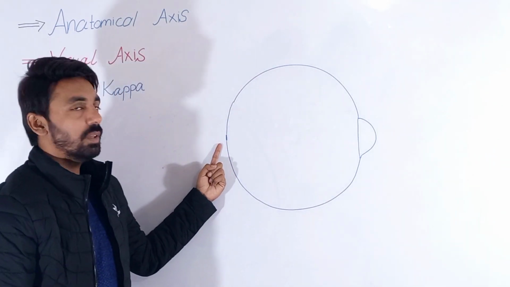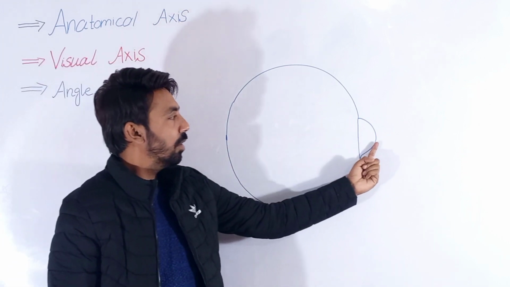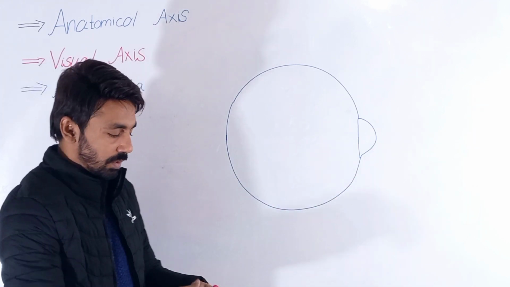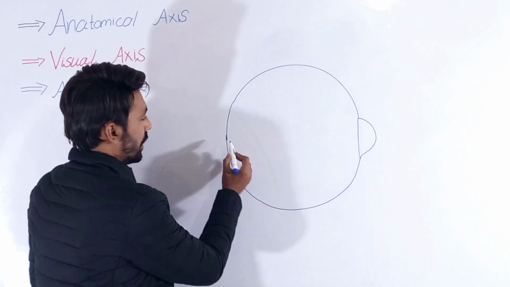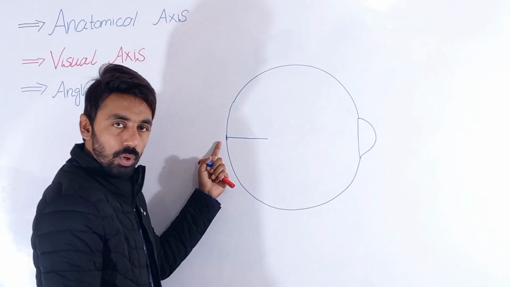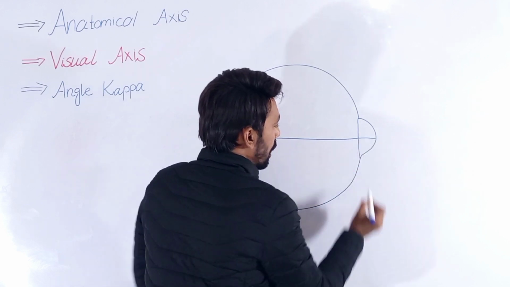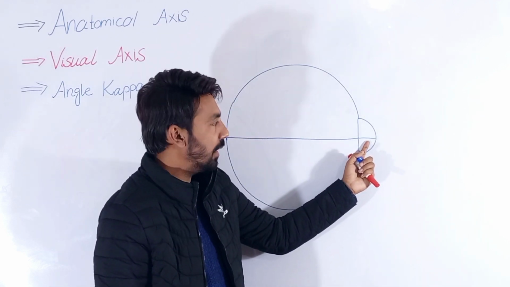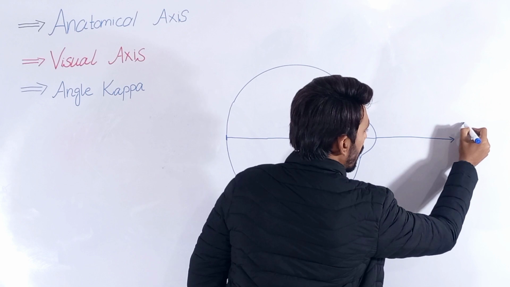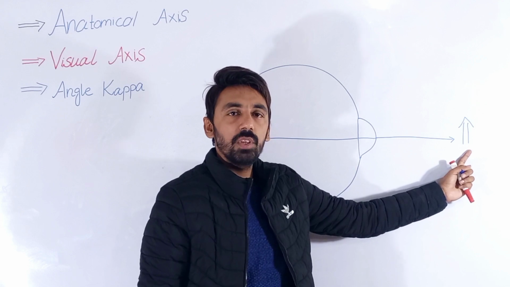As you can see, the posterior pole. The posterior pole is the point posterior to the eye, which coincides with the center of the cornea. So, the definition of the anatomical axis is an imaginary line moving from the posterior pole of the eye, passing through the center of the cornea, and hitting any fixation point.